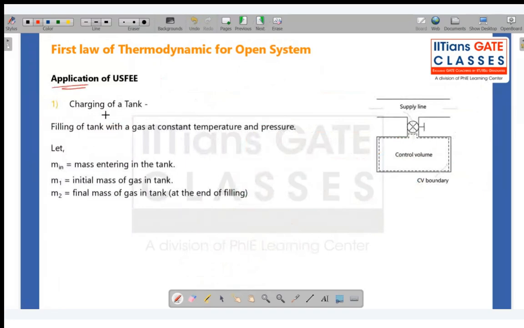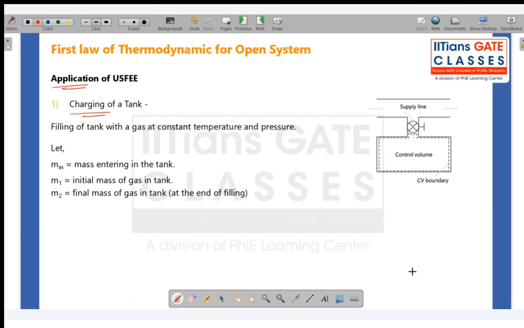So what is the application of this? Charging of a tank. You see what is happening in charging. For example, when you fill your bucket in your bathroom or anywhere, you keep filling it, water goes inside, and sometimes you even take it out. But what is going in is not equal to what you are taking out. So sometimes the water level in your bucket increases or decreases depending on how much is going in and how much is going out.